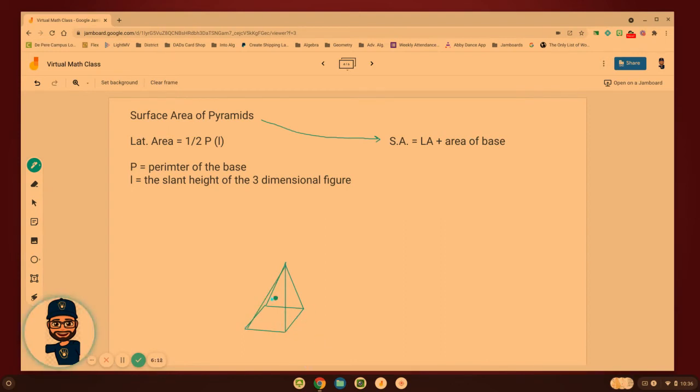I've got to find the perimeter of the base. So what's the base? Find the perimeter of it, and then take half times the slant height. And that's what we did in the warm-up today. What's that slant height of the object? We need to know that slant height. That'll give us the lateral area, the area of these four triangles. Perimeter of the base times half times that slant height. Surface area will be adding up that lateral area plus the area of that bottom base.